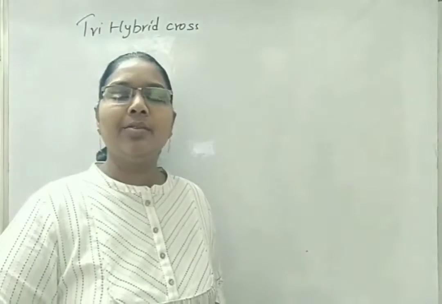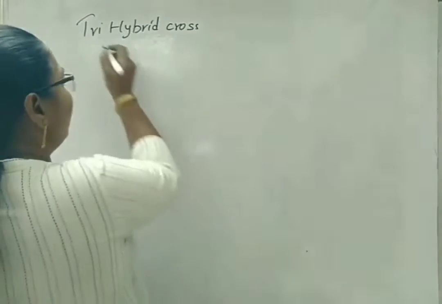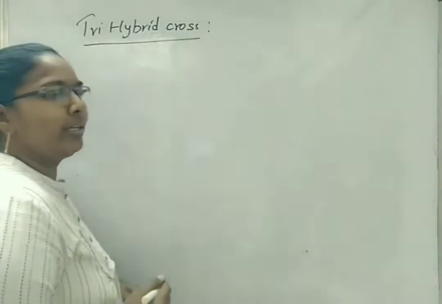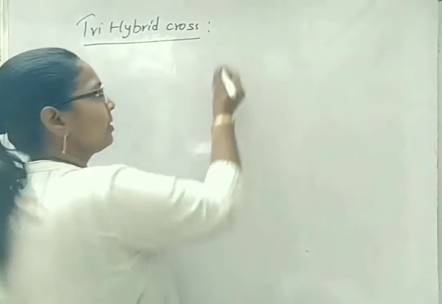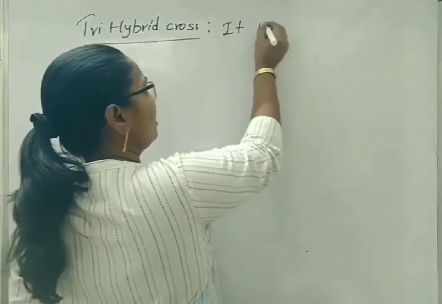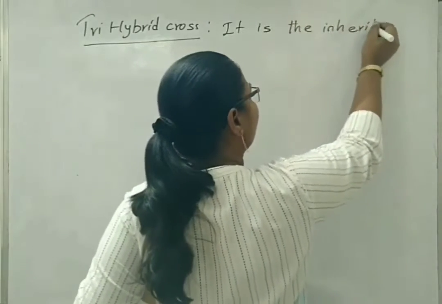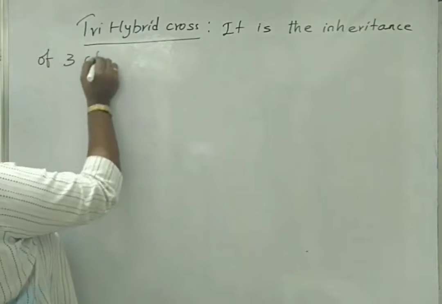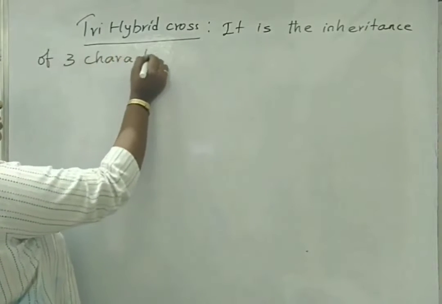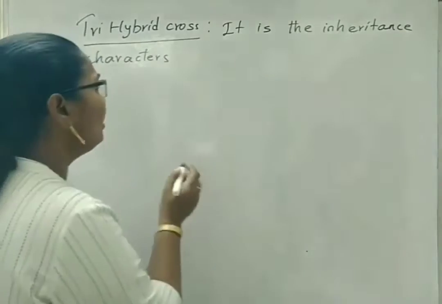Hello students, today we will start with another type of cross, that is trihybrid cross. In trihybrid cross, we read about the inheritance of three characters combinedly. So, it is the inheritance of three characters.